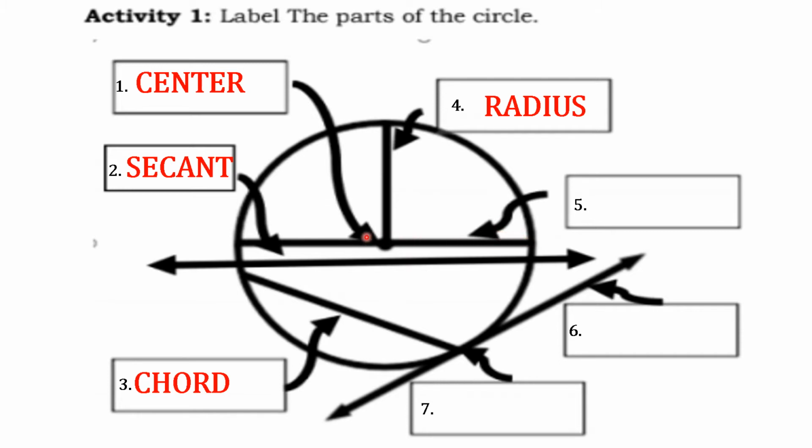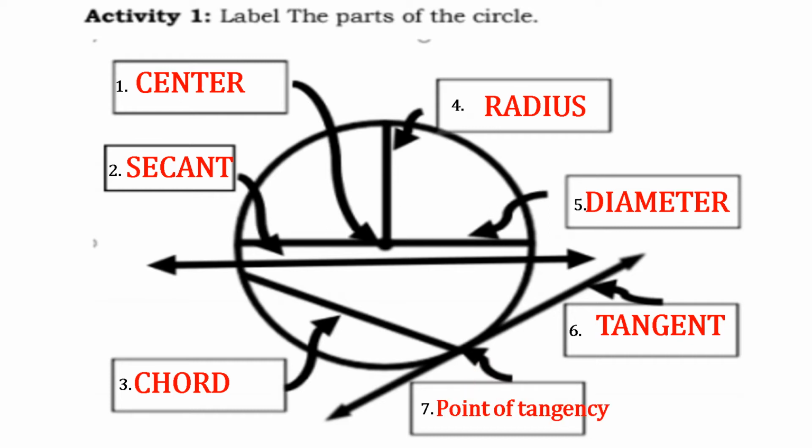Next, number 5. What about this longest chord? Correct, that is a diameter. And this line, which touches only 1 point on a circle, is called tangent. And the point of intersection is what we call point of tangency.